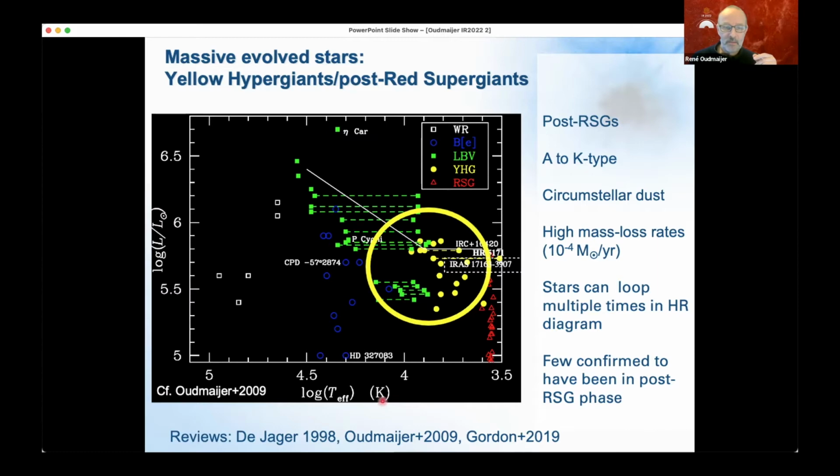Yeah, it seems that we've got almost decadal reviews on these post-red supergiants. De Jager did it in 1998. We did it 10 years ago, and Gordon and Humphreys and collaborators a few years ago.